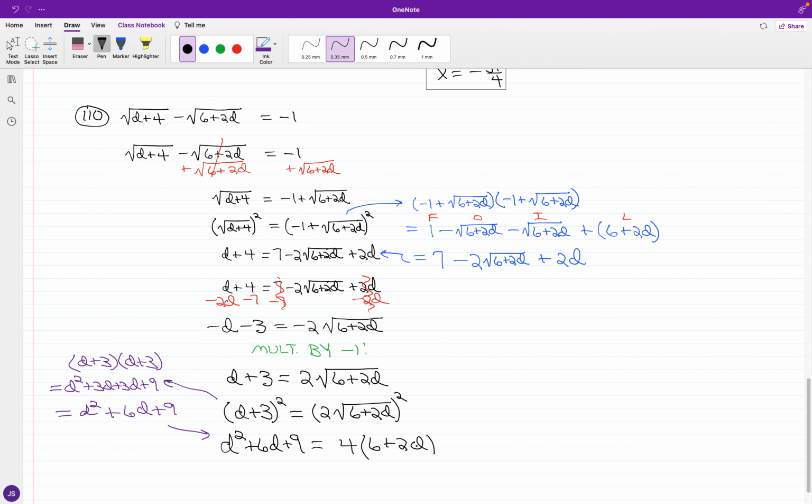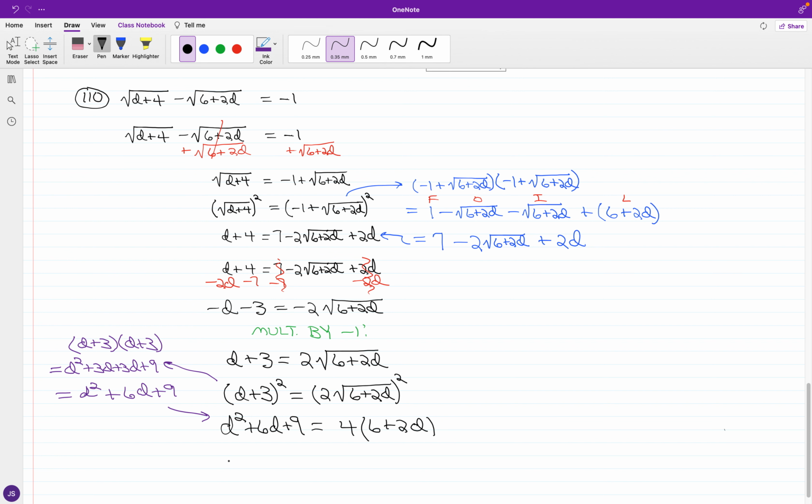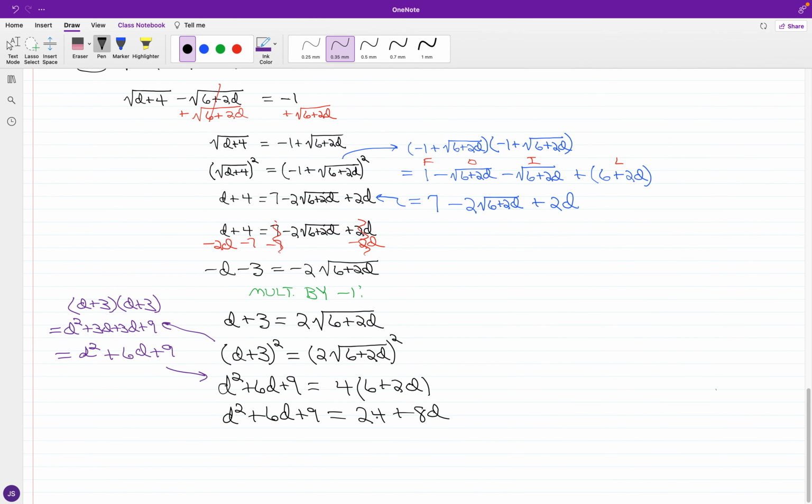Again, to the right, I have squared the factors, but the squaring does not already take care of the multiplication in advance. So I've got d squared plus 6d plus 9, and with distributing, I have 4 times the quantity 6 plus 2d, so that's going to be 24 plus 8d. And now I have a quadratic equation.